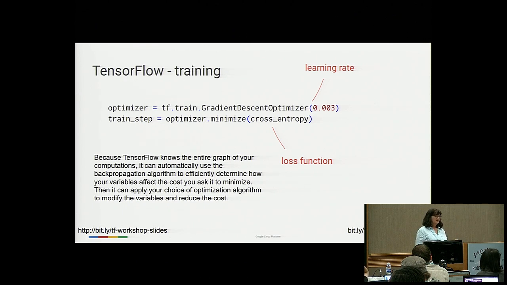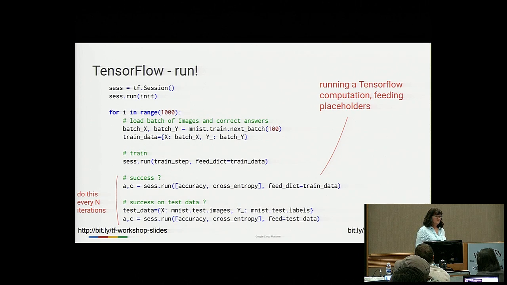Okay, so what's going on behind the scenes here is TensorFlow knows what this graph is. So basically, it's automatically using backprop to determine how your variables affect the cost that you've asked it to minimize. And so then it can apply the optimization algorithm that you've specified to reduce that cost. Okay, so all of that was just defining the graph. So now we're going to run the graph.